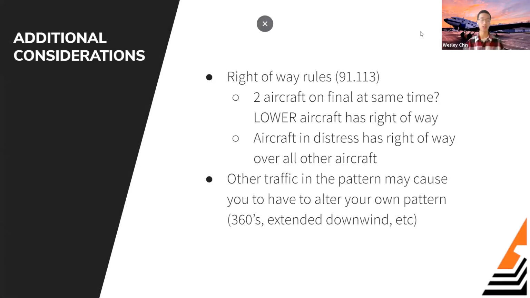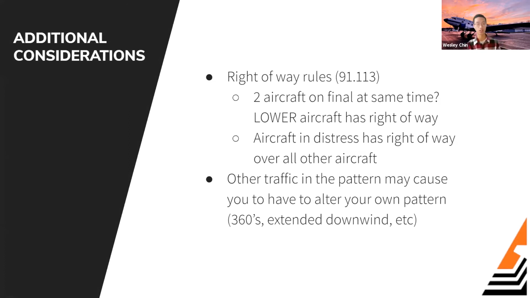Something else definitely to mention, right-of-way rules, right? You can find more of that in 91.113. But just two quick ones to mention, right? If you've got two aircraft on final at the same time, the lower aircraft is going to have the right-of-way. And just remember that an aircraft in distress has right-of-way over all other aircraft, right?